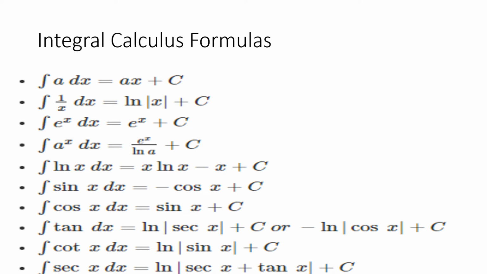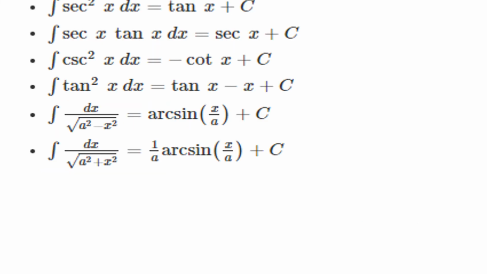In the case of sin x dx, it is minus cos x plus c. In the case of cos x dx, it is sin x plus c. In the case of integral of tan x, it is natural log of sec x plus c, or minus natural log of cos x plus c. In the case of integral of cot x dx, it is natural log of sin x plus c. In the case of integral of sec x dx, it is natural log of sec x plus tan x plus c. So let's understand the integral of sec squared x dx.